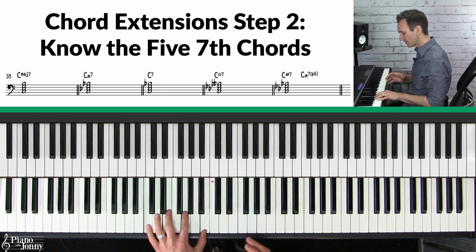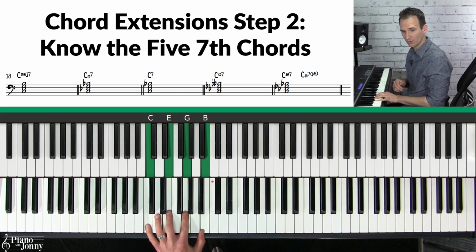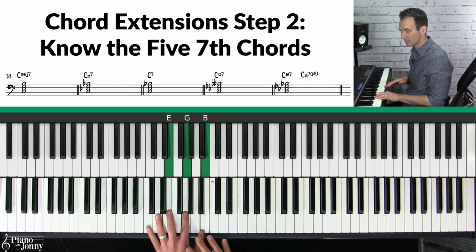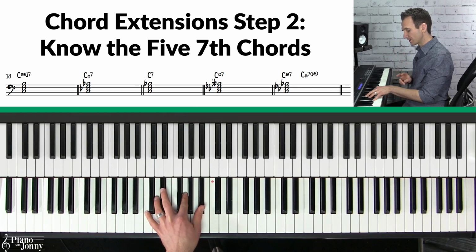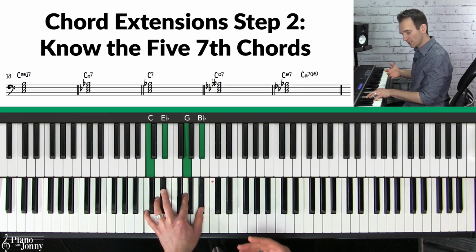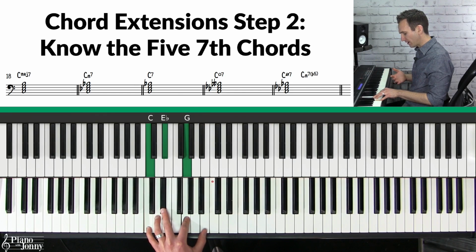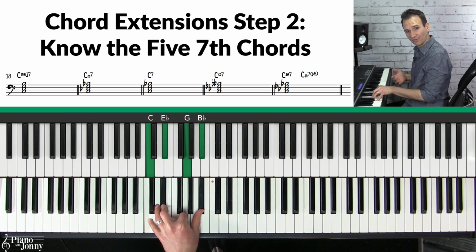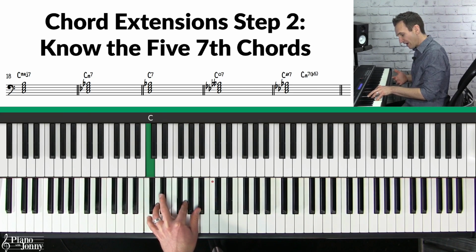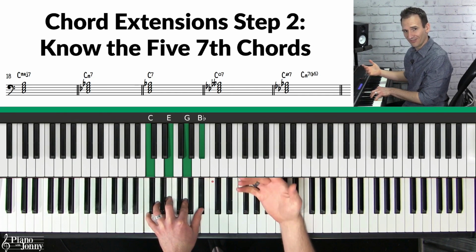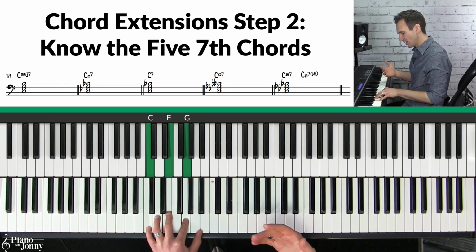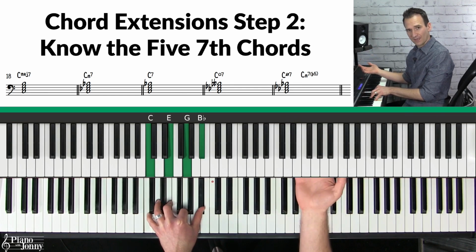The first chord is a C major 7 chord. This comes from the C major scale, and it is purely stacked thirds. The second chord is a C minor 7 chord. It's a minor triad on the bottom, and we're going to take the 7th note of that major scale and we're going to flat it. So it's a flat 3, flat 7 chord. The third chord you need to know is a dominant 7 chord. It's basically a C major chord on the bottom with a flat 7 on top.